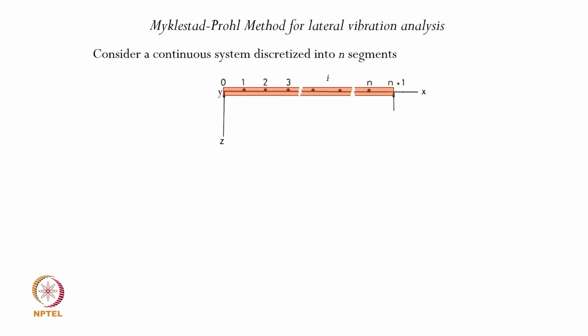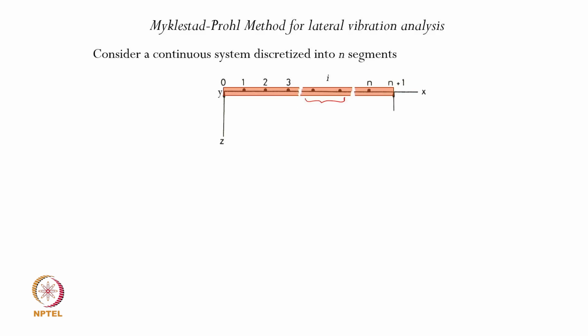So, we take a continuous system like a beam, in this case shown as you see, divided into n different segments, quite similar to what we did for the Holzer method. And so, it is discretized into n plus 1 segments, and out of that we focus, let us say, on the ith segment, and then look at how the state vector on the right side is related to the left side of the segment.